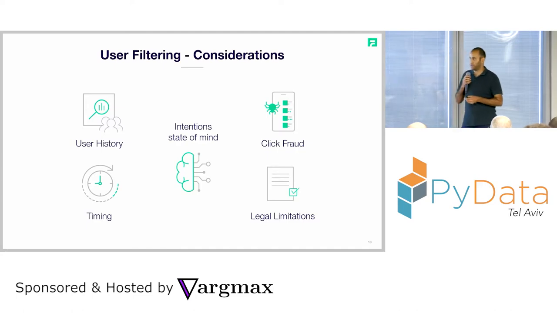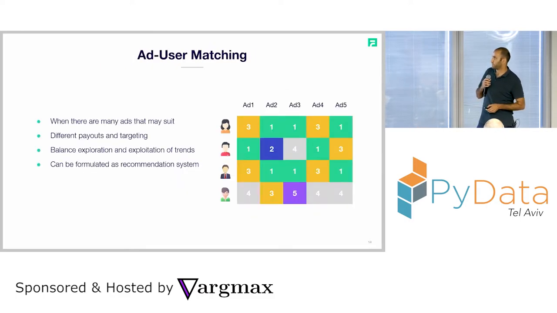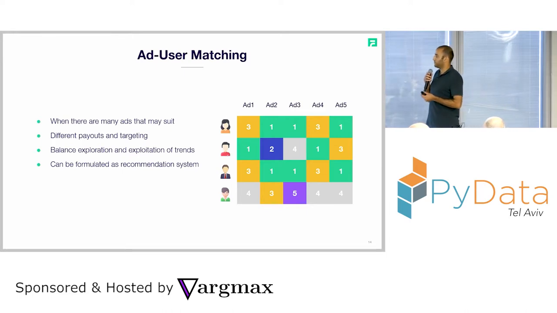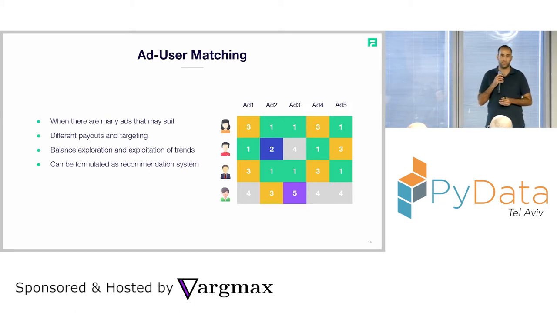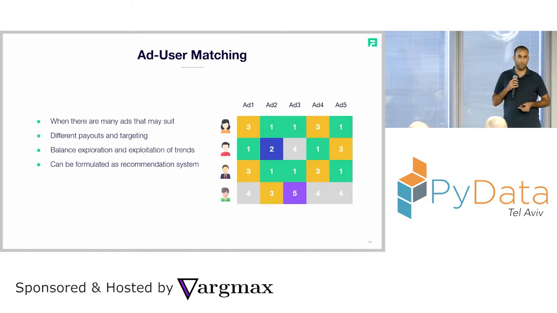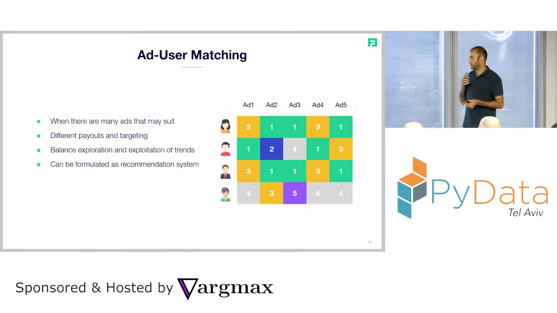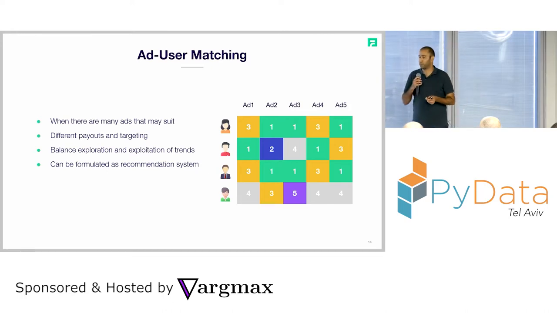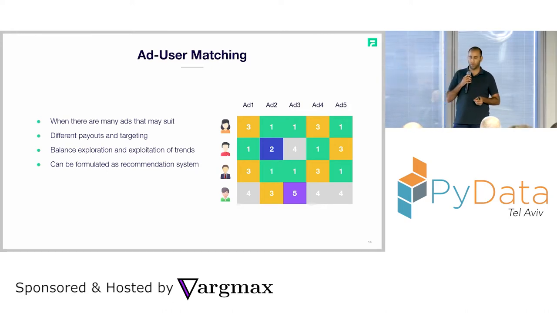Legal limitations, and there are many in the industry as of iOS 14, GDPR, etc. So a lot of things to take into consideration. The second main challenge that a bidder is facing is ad user matching. In simple words, we have tons of advertisements, tons of users, and we should match between them. Since there are many ads, each one of them has its own behavior, for example, targeting, pricing, etc. And the main goal here is to balance between exploration and exploitation of trends.